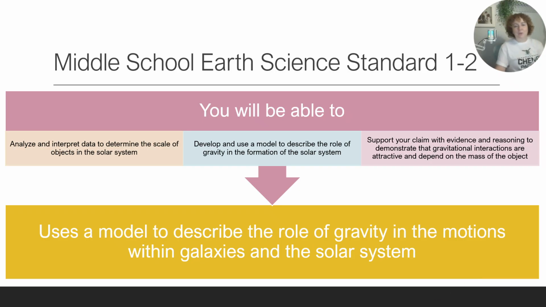So basically, what you should be able to do by the end of this whole thing is analyze and interpret data to determine the scale of objects within our solar system. The actual scale of our solar system is redonkulous. Develop and use a model to describe the role of gravity in the formation of our solar system. So it's just kind of like verifying things that we learned just the other day. And then support your claim with evidence and reasoning to demonstrate that gravitational interactions are attractive and depend on the mass of an object as well as its distance.